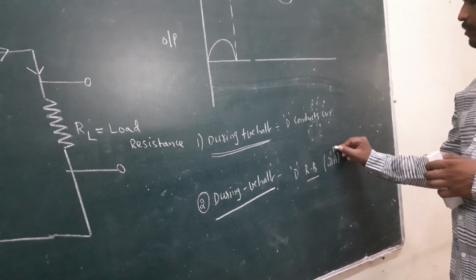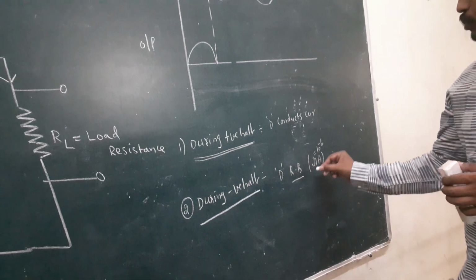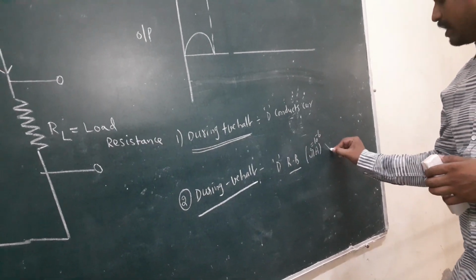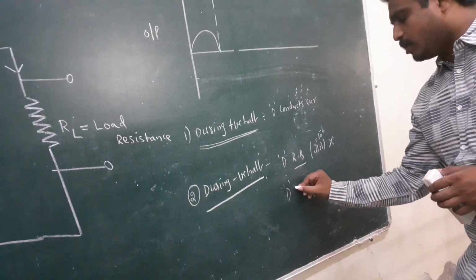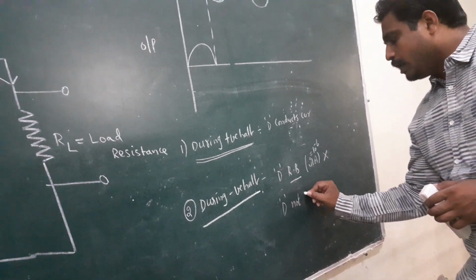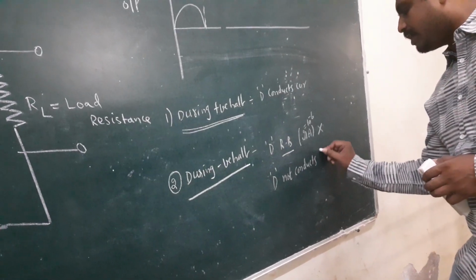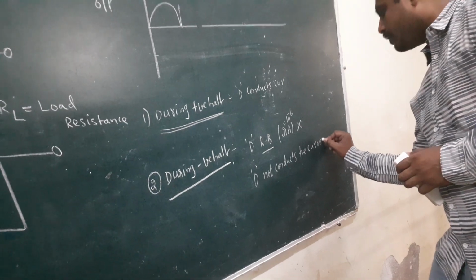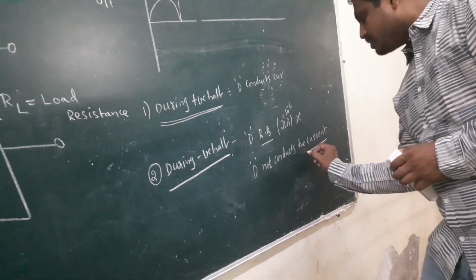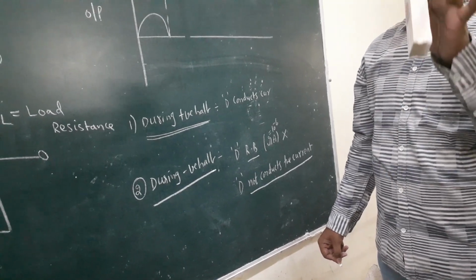Micro means 10^-6. It is a very small current, so it is neglected. That means the diode in reverse bias does not allow the current, or does not conduct the current. Actually a very small current does flow, but the minority current is very small, and that small current is neglected.